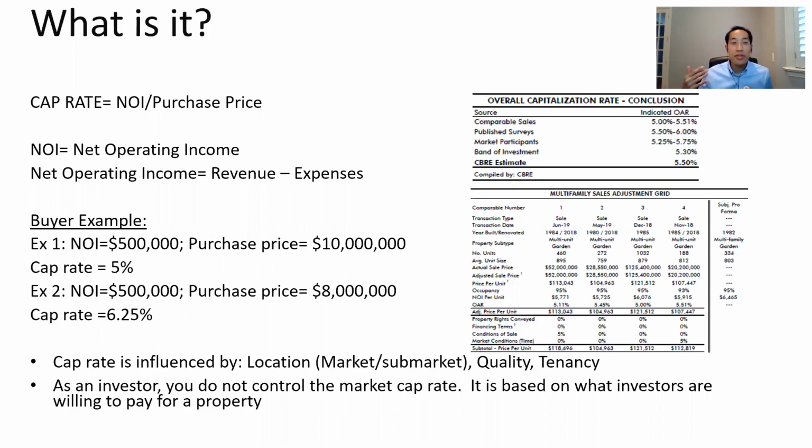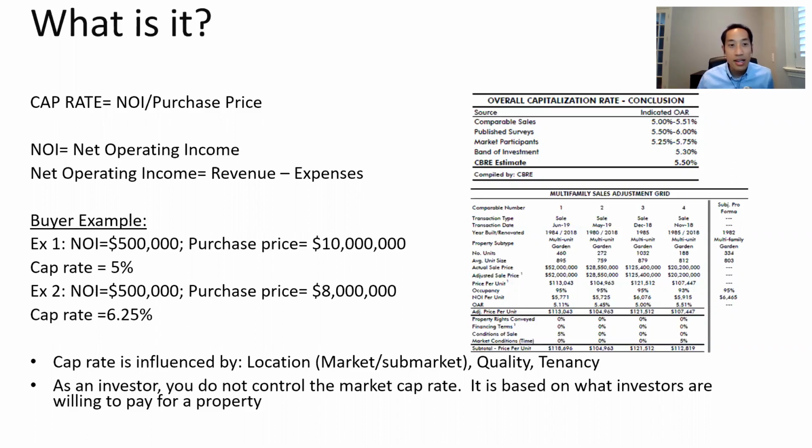So, let's go from the example of a buyer. Let's say there's a property, NOI is $500,000, and you buy it for $10 million. So, that is a cap rate of 5%. But let's say you go back to the seller and you negotiate and you're able to get it for $8 million. So now all of a sudden that cap rate is 6.25%, right? So you're able to get a lower purchase price based on that cap rate.